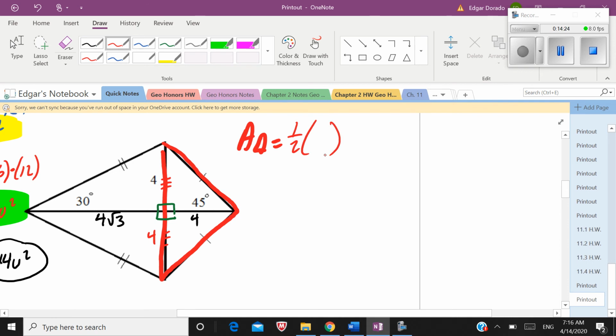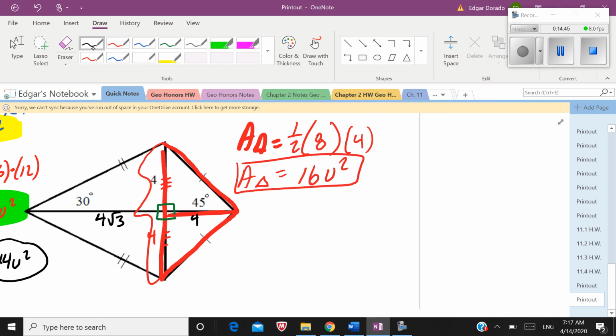1/2 the base. Here's my base. That's 8. So 1/2 the base times the height. My height is right here. I now know my height is 4. So my area is going to be 4 times 4. That's 16 units squared. So the area of the red triangle is 16 units squared.